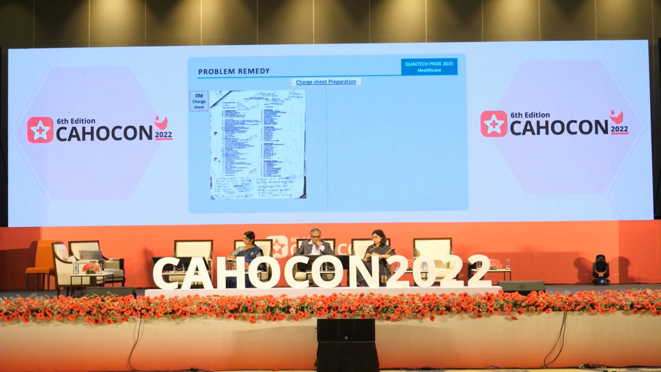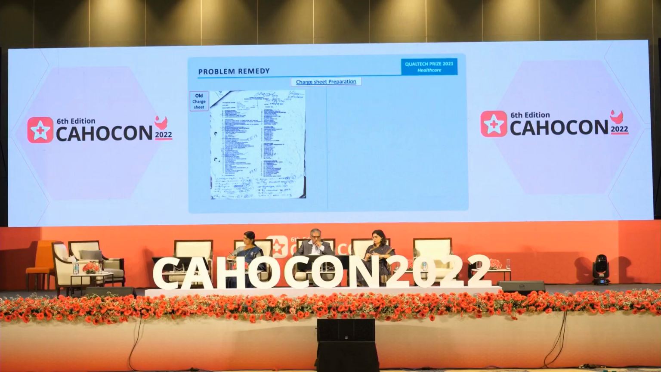Now coming to the remedy. Earlier, this was the chart sheet which was used in our department. As you can see, it is totally manual based. There was a lot of overwriting and handwriting legibility issues. This is what it looked like earlier.